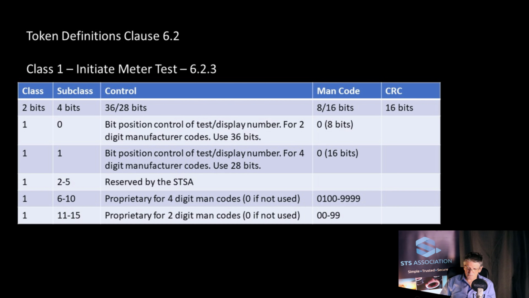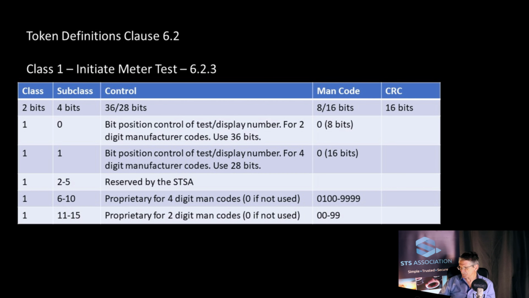Subclasses 2 to 5 are reserved by the STS Association and cannot be used. And then subclasses 6 to 10 are proprietary tokens for 4-digit manufacturer code meters. And the manufacturer code there can be 0100 to 9999 because those are the range for 4-digit manufacturer codes. And then subclasses 11 to 15 are proprietary for 2-digit manufacturer codes and also set to a 0 if not used. And the manufacturer codes in that instance are 00 to 99.